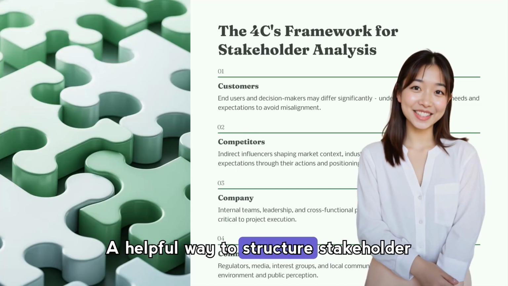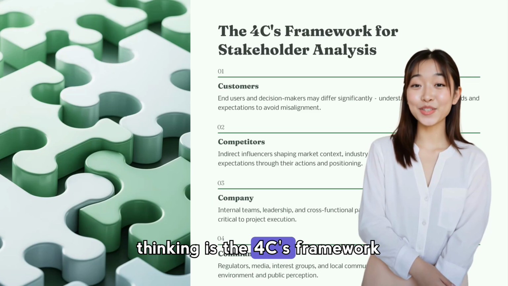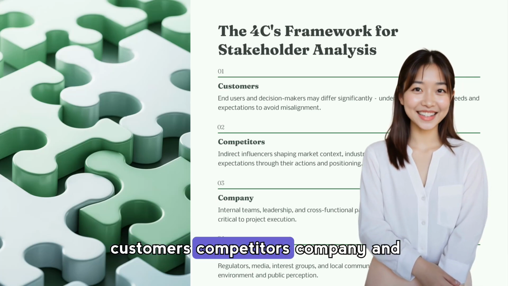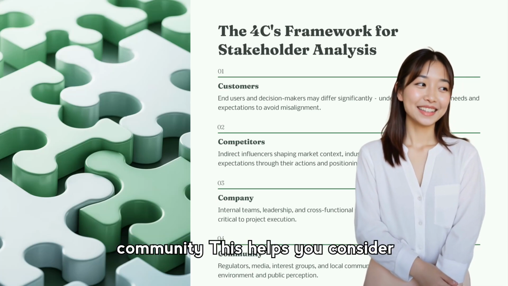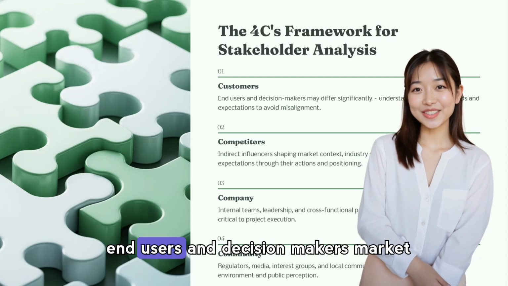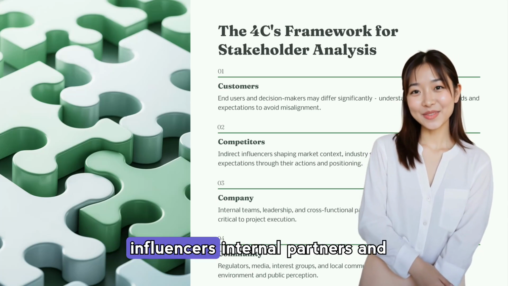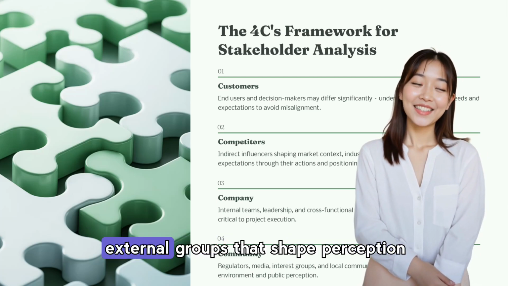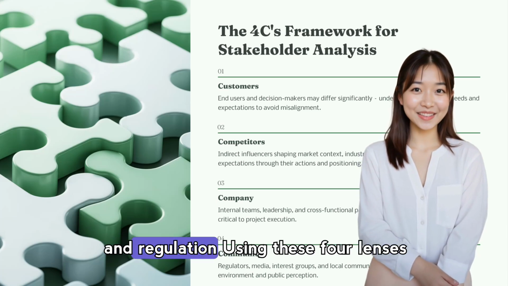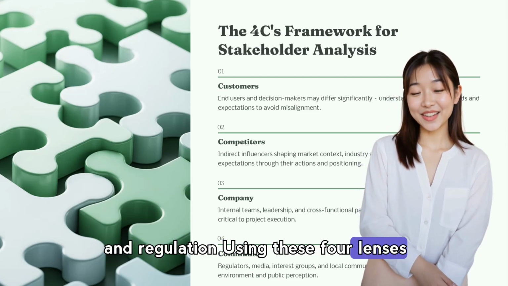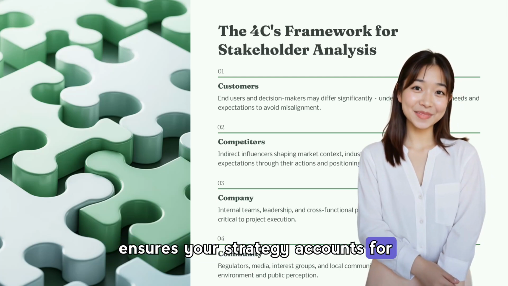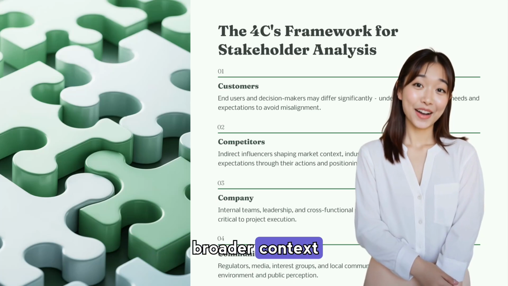A helpful way to structure stakeholder thinking is the 4Cs framework: customers, competitors, company, and community. This helps you consider end users and decision makers, market influencers, internal partners, and external groups that shape perception and regulation. Using these four lenses ensures your strategy accounts for both operational needs and the broader context.